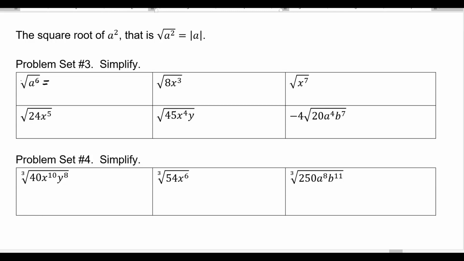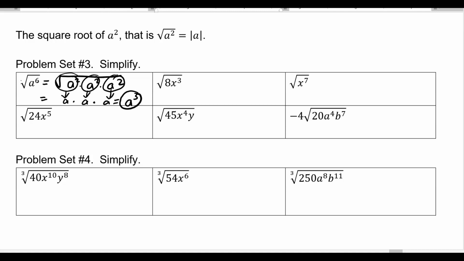You can break it up as a to the 6th is the same as a squared times a squared times a squared, correct? And then we know that the square root of a squared is a, another a, another a. And what is a times a times a? It's a to the 3rd power. So that's one way of doing it.